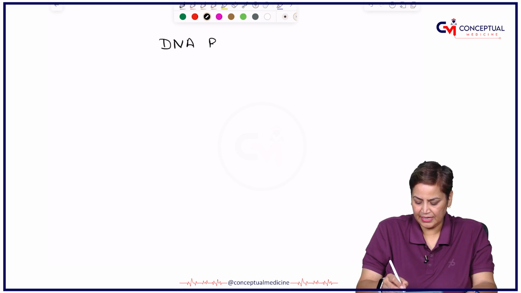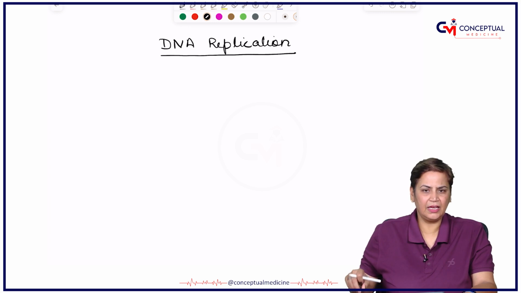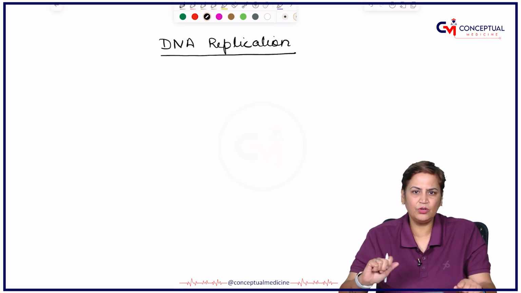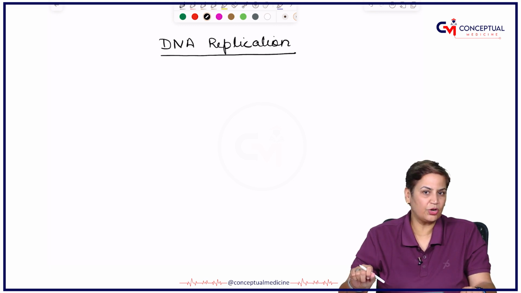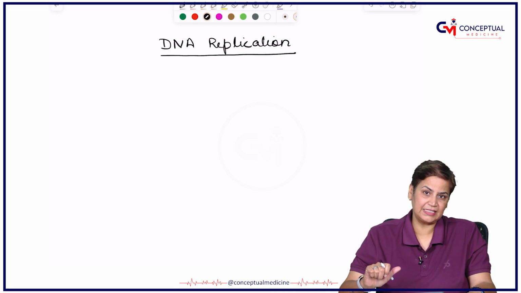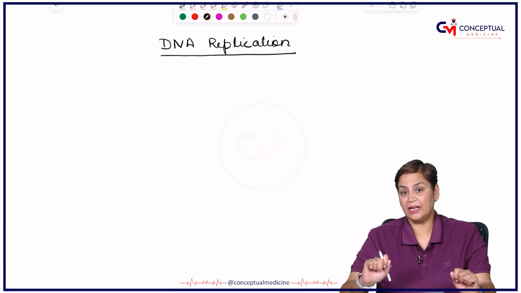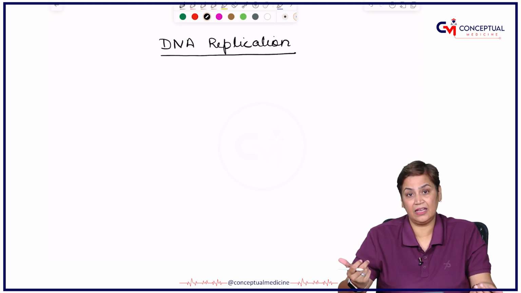DNA replication. Now see, we all are familiar with the DNA. What is DNA? Deoxyribonucleic acid. We know the structure of DNA. We know the composition of DNA. Now the question is, what is a replication? In which phase of the cell cycle does it take place? What is the advantage of this? And how is this process carried out in the body?